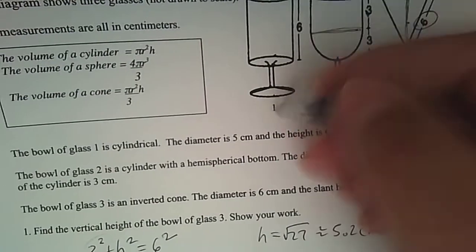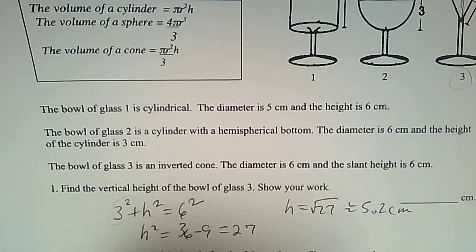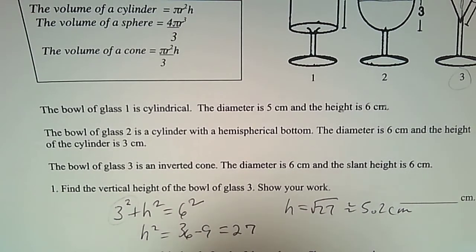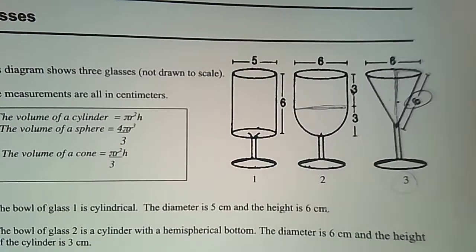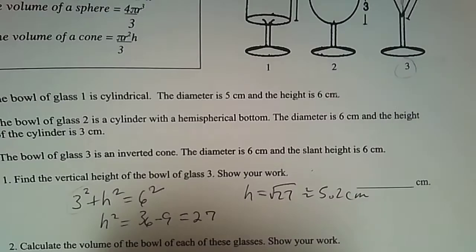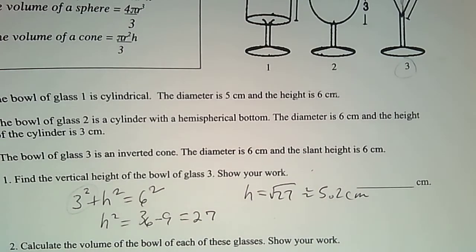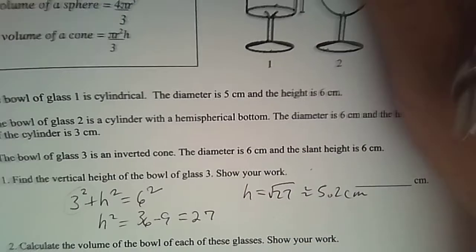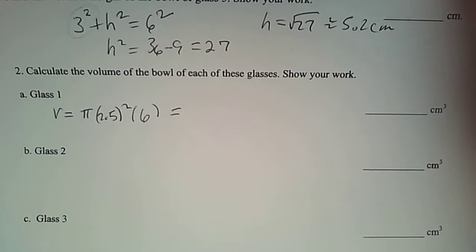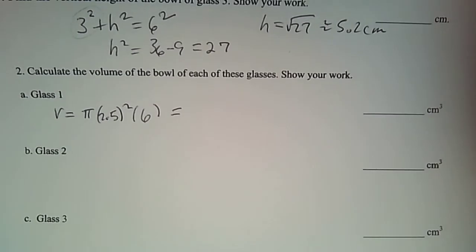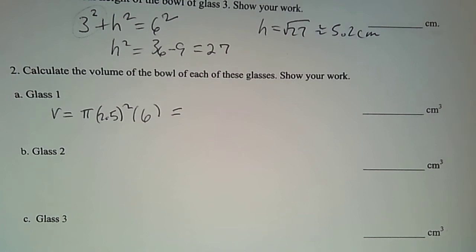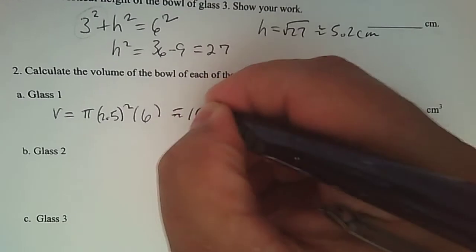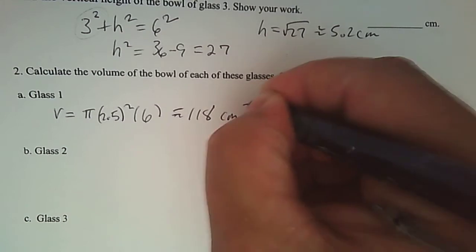So for glass 1, to calculate the volume, it's just a cylinder. So we're going to use that formula. A cylinder is pi r squared h. The radius for number 1, that's the diameter, the radius is 2.5. And the height is 6, given. Use your calculator. Pi times 2.5 squared times 6. And that approximate answer is about 118. And when we write volume, it's centimeters cubed.